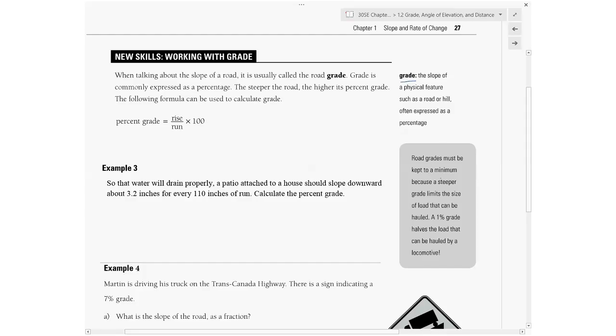They need to be kept to a minimum because steeper grade limits the size of load that can be hauled. So 1% grade halves the load that can be hauled by a locomotive. So imagine what a 7% grade might do. Okay, so we have example 3.